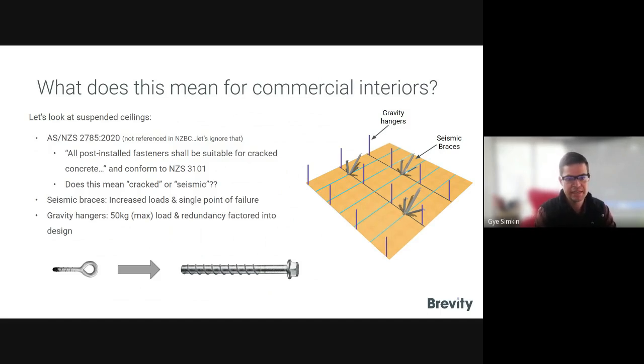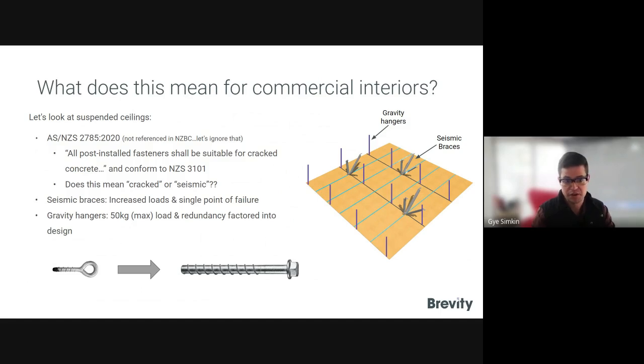So what does it mean? Let's look at suspended ceilings as an example here. The concrete standard is referenced in the ceiling standard AS/NZS 2785, and so this has become a hot topic for ceiling installers and ceiling designers. 2785 now states that all post-installed anchors or fasteners shall be suitable for cracked concrete and conform to the concrete standard. Let's ignore the fact that the standard isn't yet referenced in the building code.